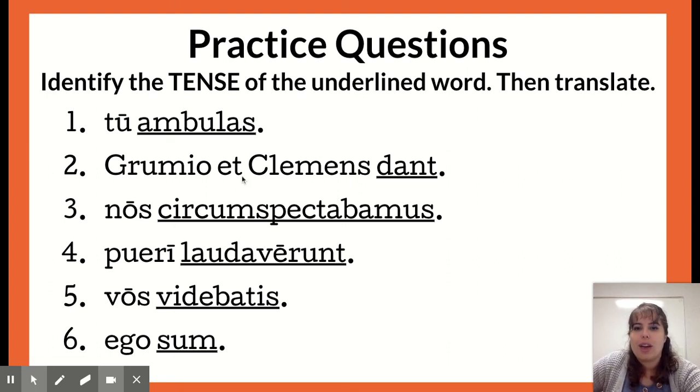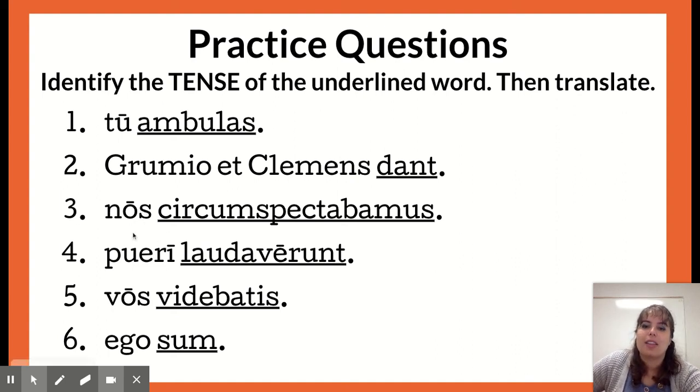We have Grumio et Clemens dant, right? So we have Grumio et Clemens, and then dant. We look at our verb. This is present tense: do, dare, dedi, datus. So dant is present tense, and so our subjects, Grumio and Clemens, give. Typically, you're going to have a direct object and indirect object with that.